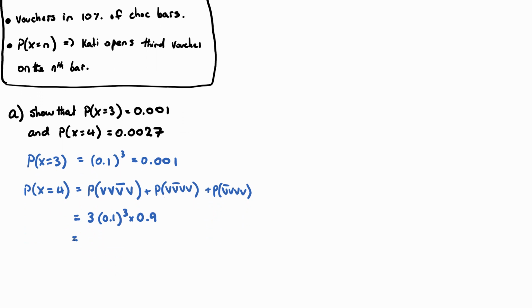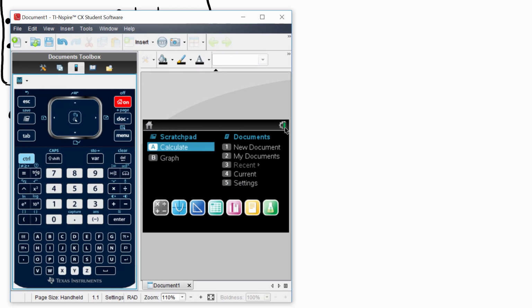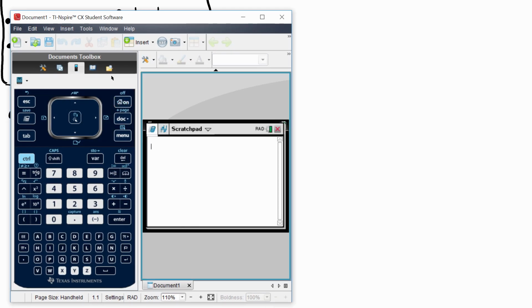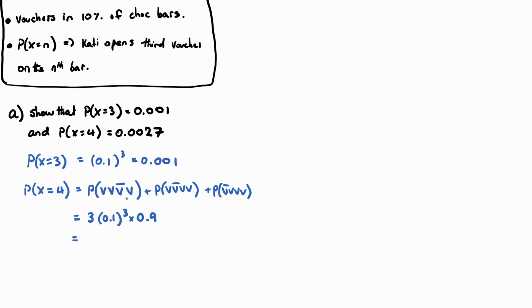Now, if we want to check that on our calculator, let's do that. We're going to have 3 times 0.1 cubed, and then times 0.9, and that gives 0.0027, and that's what they wanted us to find. Okay, so we've found the answer to part A.